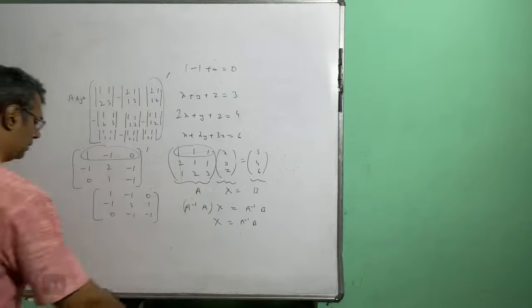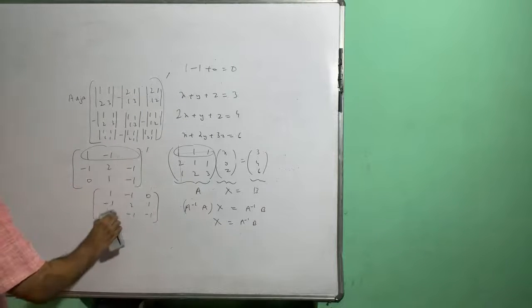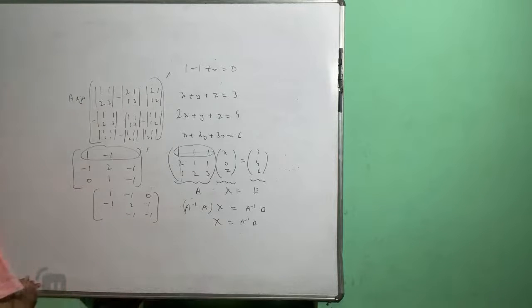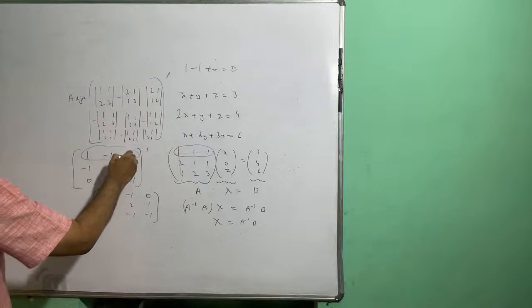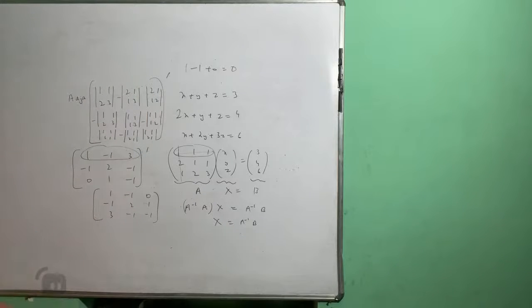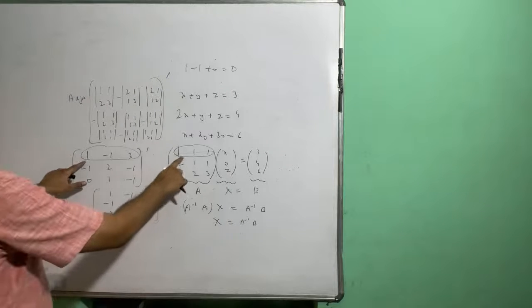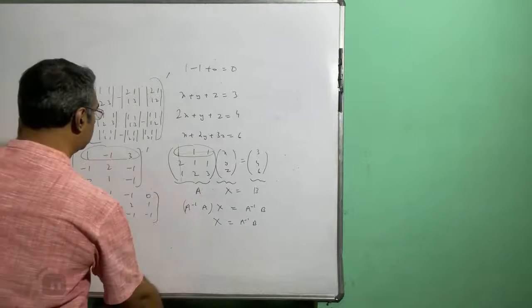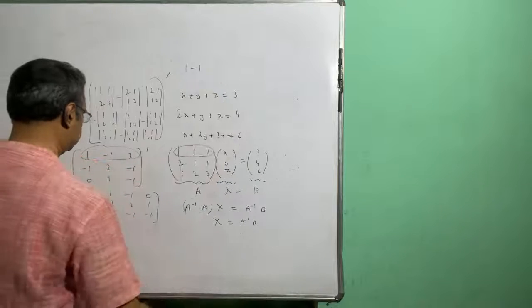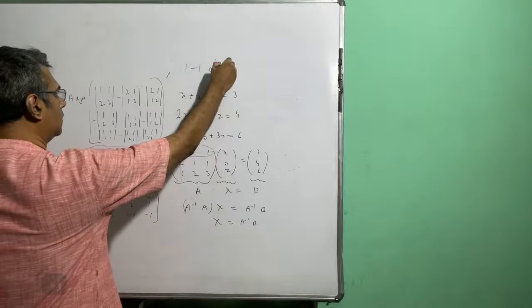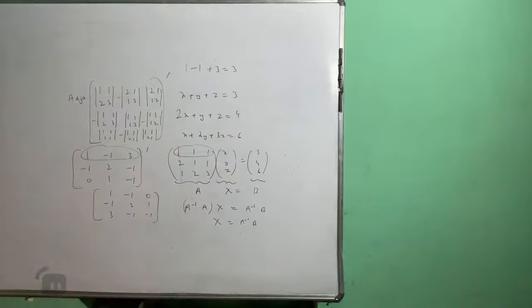Sorry, this is not 0. Actually, 4 minus 1 will be 3. This will not be 0. So, 1 into 1, minus 1 into 1, and 3 into 1. So actually it is coming to 3, sorry, not 0.